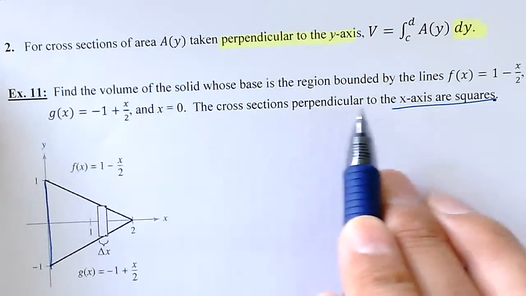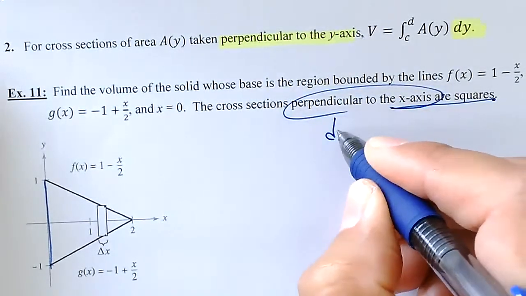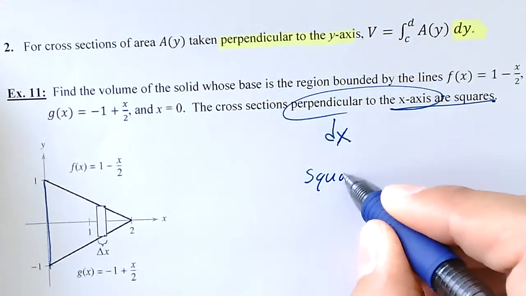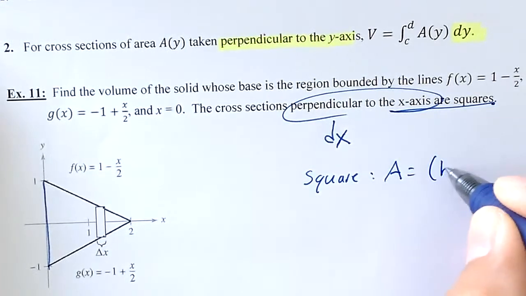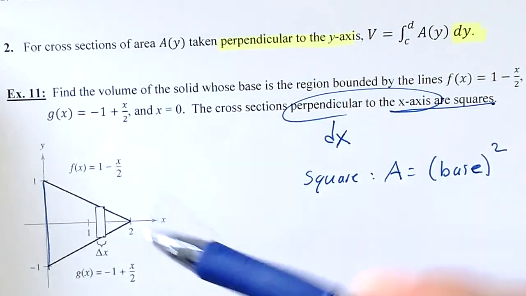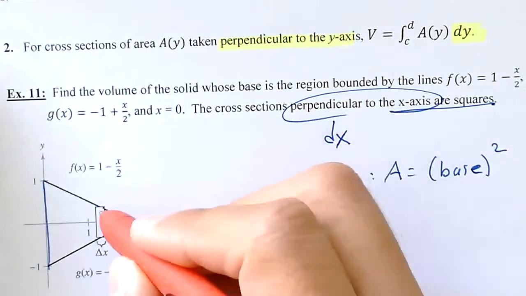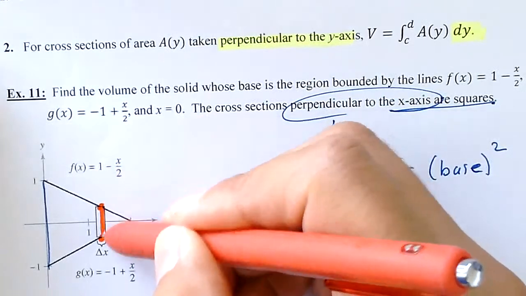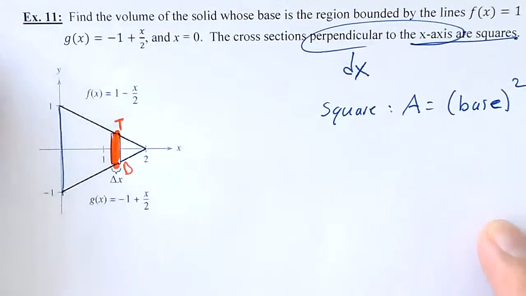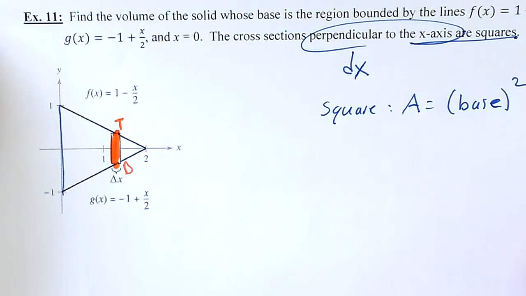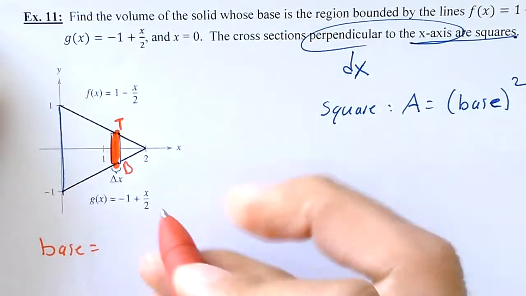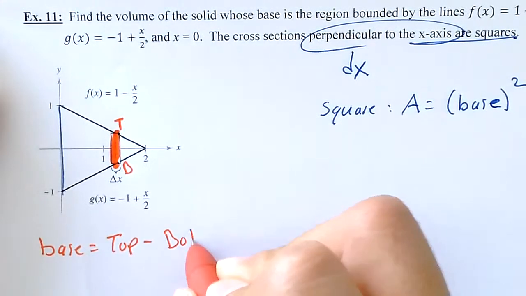So let me see here. If I'm told it's perpendicular to the x-axis, that tells me I'm going to be in dx. I'm also told that they are squares. So because it is a square, the area of a square is the base to the second power. So I need to know the base. And the base comes from here. The base is the distance from here to here. The base is this right here. I need to figure out the top minus the bottom. Notice how none of that has changed from when we did the area between two curves, top minus bottom, or when sometimes we had a volume of rotation, we had to do top minus bottom. So for the base of this solid, I get the top function, and I'm going to subtract the bottom function.